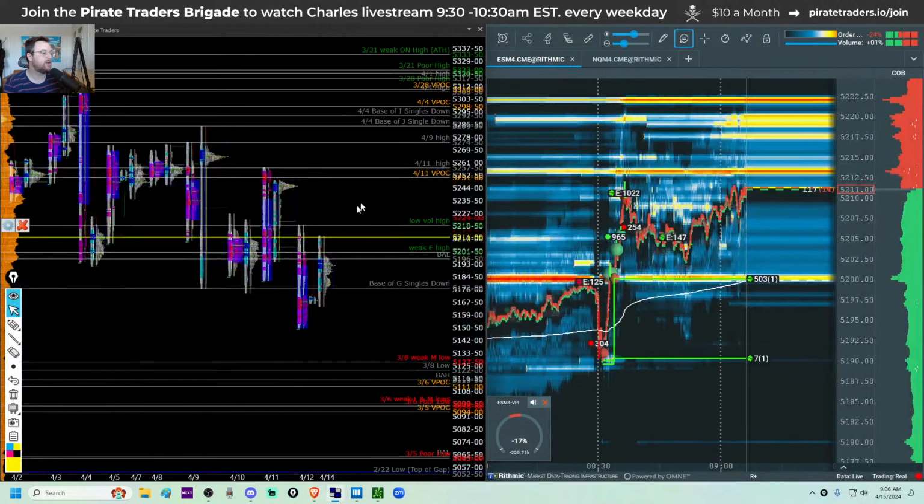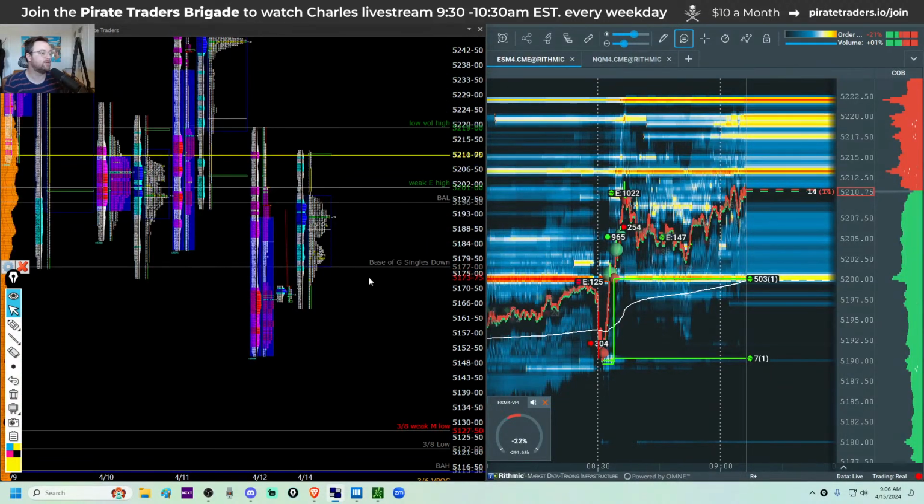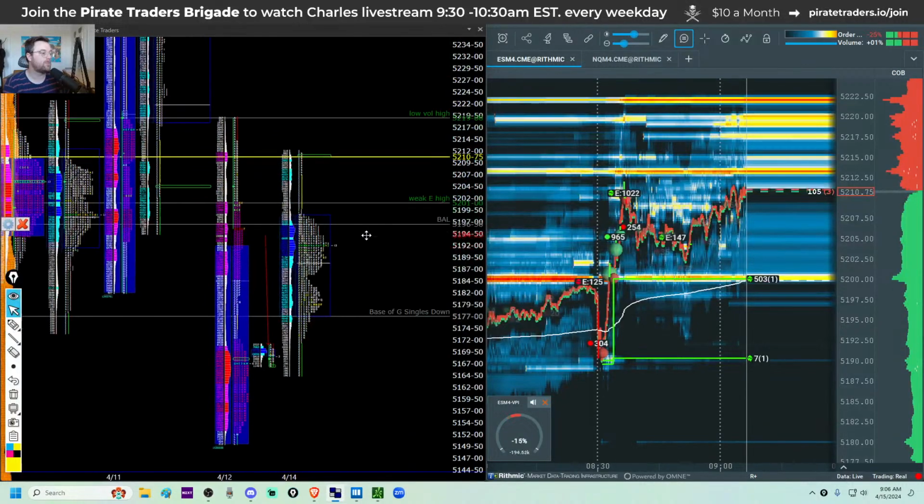So let's zoom in. We'll take a look at the market profile chart, and we'll figure out what are the important levels to keep an eye on here today. Well, first and foremost, we are opening inside the previous day's range. Opening inside the previous day's range increases the odds that the market is going to go sideways first thing in the morning, and it is likely to chop around.